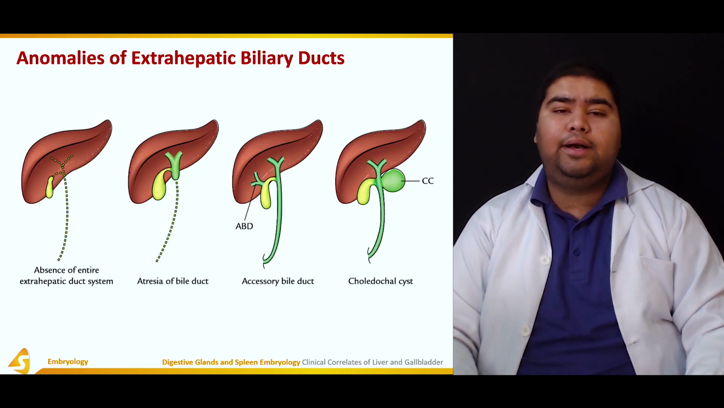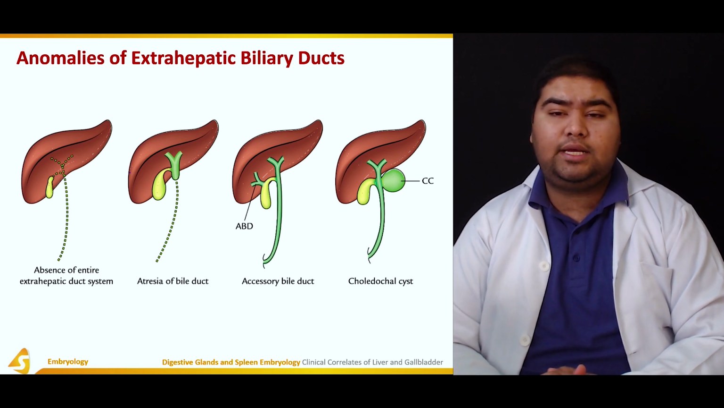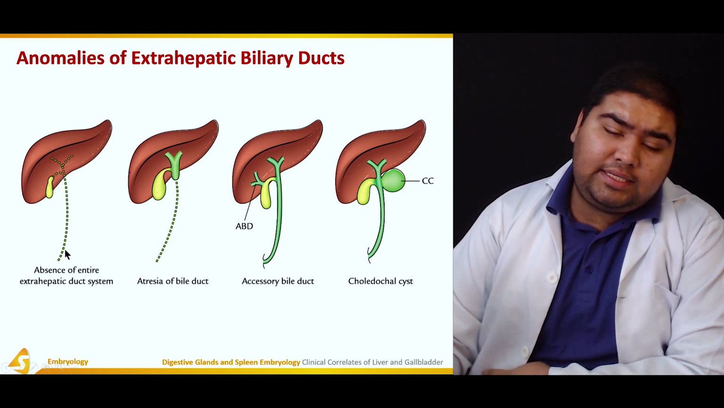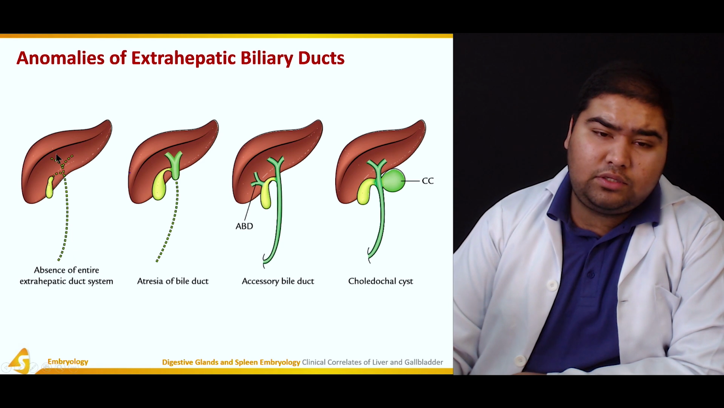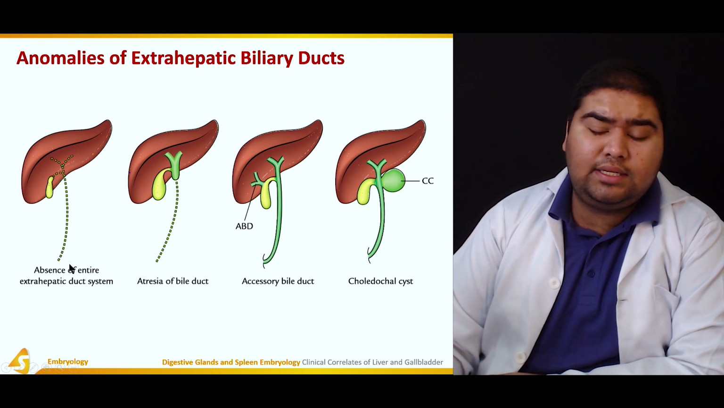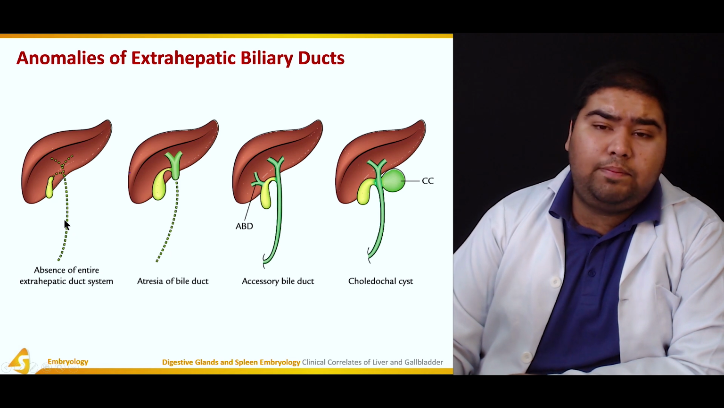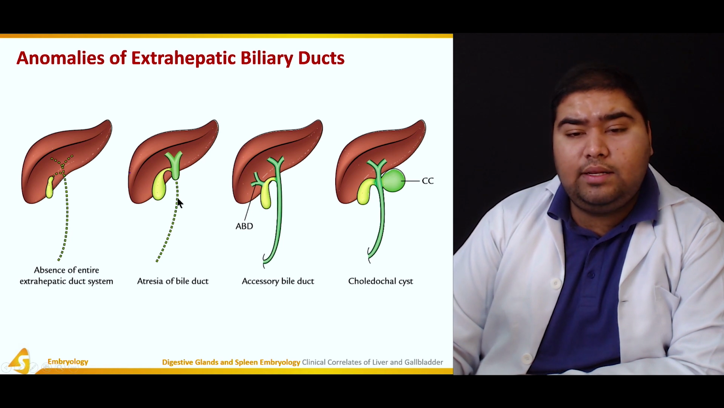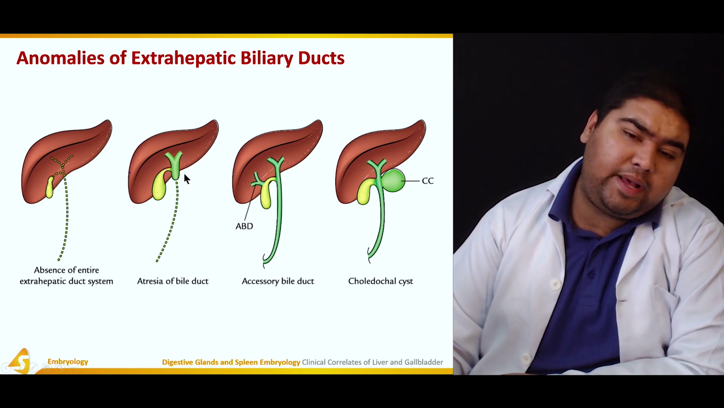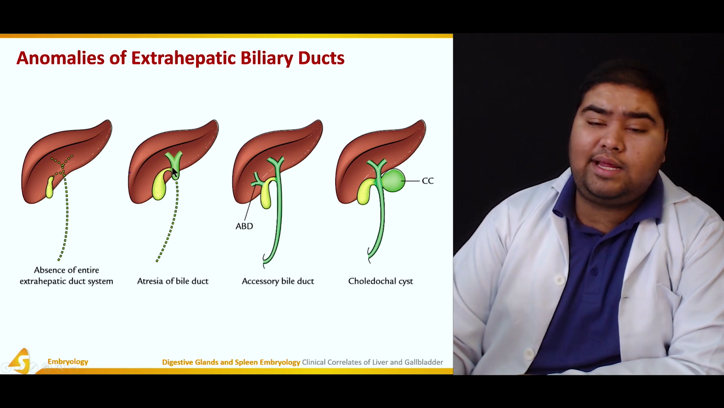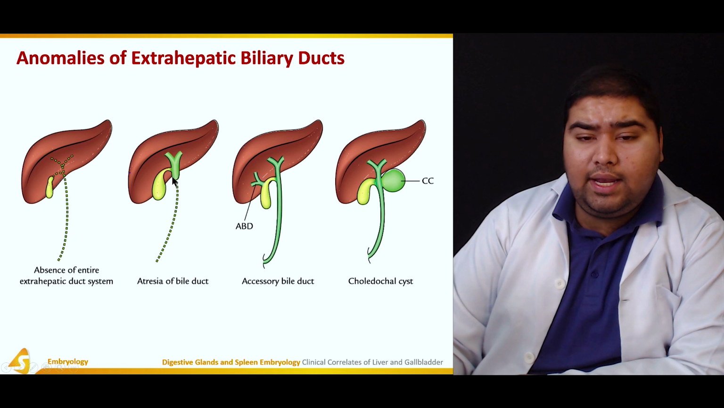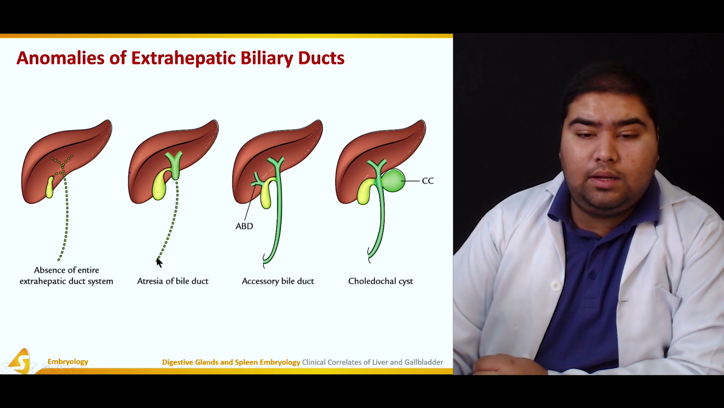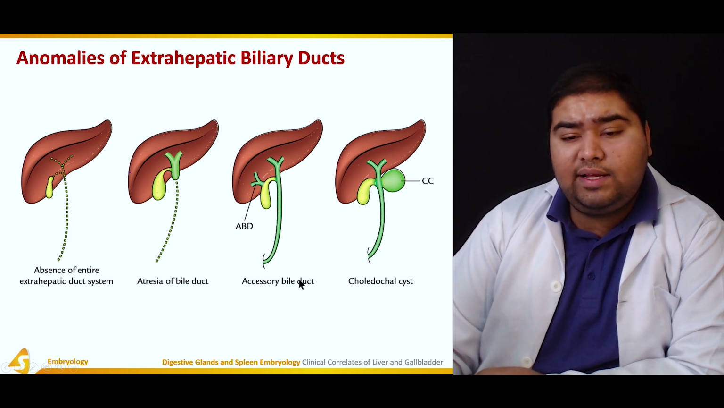So moving on, now we have the anomalies of the extrahepatic biliary ducts. We can have absence of the entire extrahepatic biliary ductal system. This has something to do with the pars hepatica. Then we can have the atresia of the bile duct. The common hepatic duct has been formed. The cystic duct drains into the common hepatic duct to form the bile duct. Now there is atresia or tightening of the bile duct.